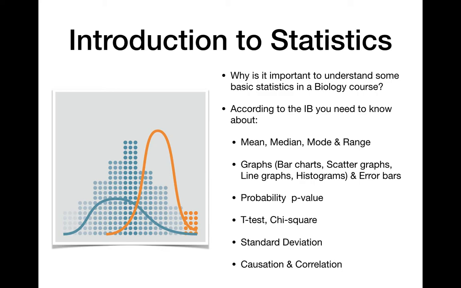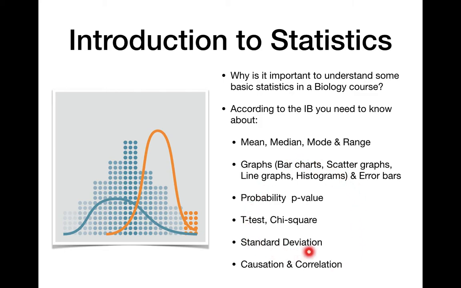According to the IB guide, this is what I found for research statistics. You need to be able to talk about the following things: the mean, median, mode, and range; different kinds of graphs, specifically bar charts, scatter graphs, line graphs, histograms, and error bars on those graphs; probability and p-value; the t-test; chi-square. We're also doing Pearson's correlation in this unit because it's really handy for some of your research, depending on what you're choosing to do, and the ANOVA as well, which are not required tests for the IB, but can be very helpful for certain kinds of IAs. Standard deviation, and then the difference between causation and correlation.